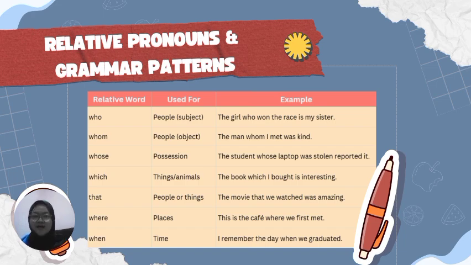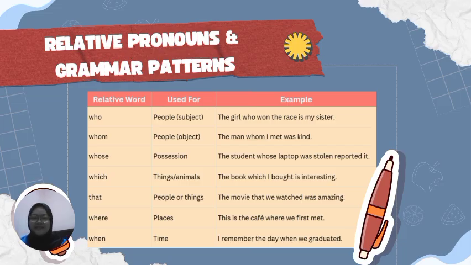The next pronoun is which, which refers to animals or things. For example, the book which I borrowed is very interesting. Another relative pronoun is that, which can replace who or which in many defining relative clauses. For example, the laptop that I bought yesterday works perfectly. Finally, we have where and when.